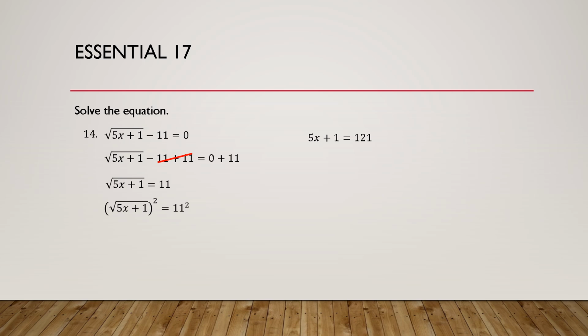squared equals 121. Next, we subtract the 1 from both sides, then divide both sides by 5. This leaves us with the final answer, x equals 24.